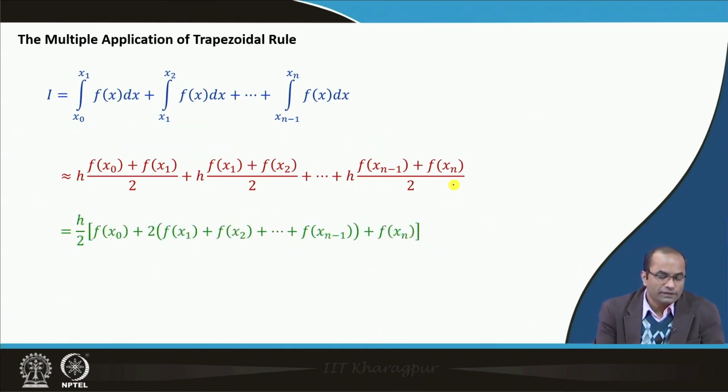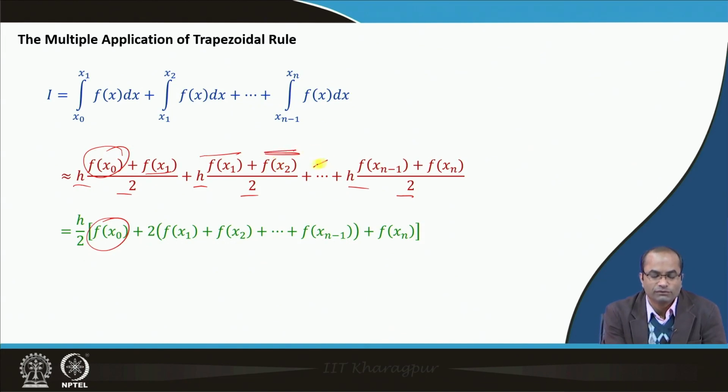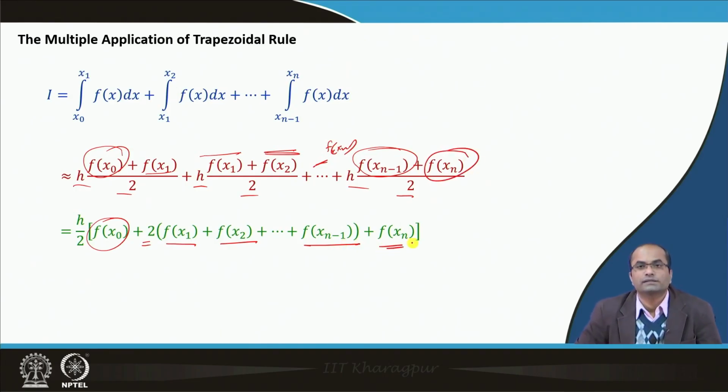So, having this, now we can combine. So, h by 2 we can take common from each of these terms, and then we have here f x naught, f x 1, here also we have f x 1. So, that will be 2 times f x 1, here again we have f x 2, there will be another term f x 2, and similarly here also we will get f x n minus 1, and there will be a term before also of this f x n minus 1. So, this 2 times f x 1, f x 2, f x n minus 1, and plus the last term f x n.